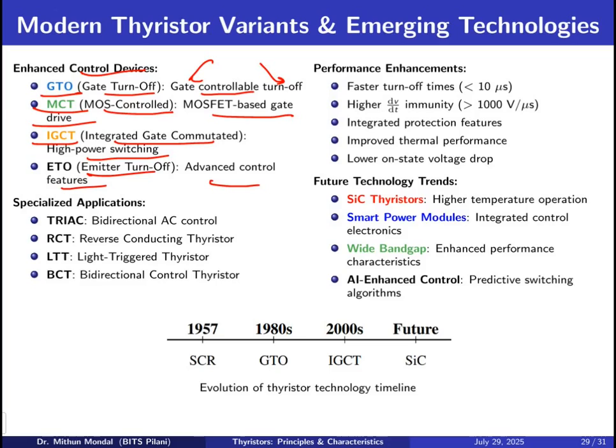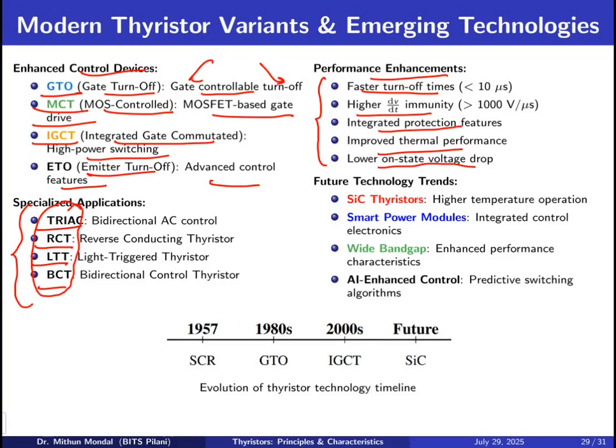If we talk about performance enhancement, we require faster turn off time, higher dV by dt immunity, integrated protection features, improved thermal performance, and lower on-state voltage drop. So these will enhance the thyristor performance. Some of the specialized applications are in the form of TRIAC, RCT, LTT, BCT. These are the specialized members of the thyristor group. TRIAC stands for bidirectional AC control device. You have the reverse conducting thyristor, light activated thyristor, and bidirectional control thyristor.